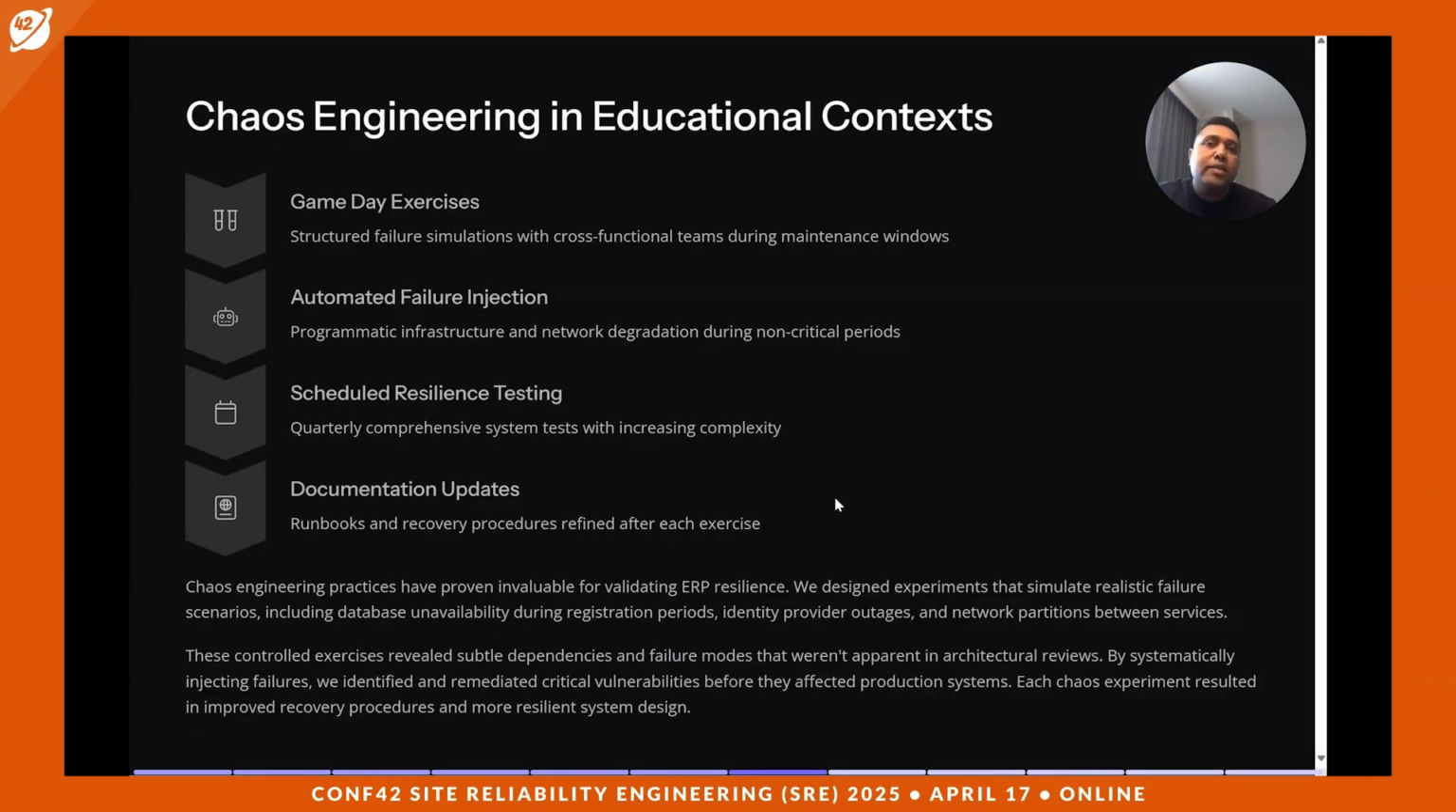Next, we are looking into chaos engineering in the educational context. The game day exercises, which is structured failure simulation with cross-functional teams during maintenance windows. Next is automated failure injection, programmatic infrastructure and network degradation during non-critical periods. Next is scheduled resilience testing, quarterly comprehensive system tests with increased complexity. Next is documentation update, runbooks and recovery procedures refined after each exercise.